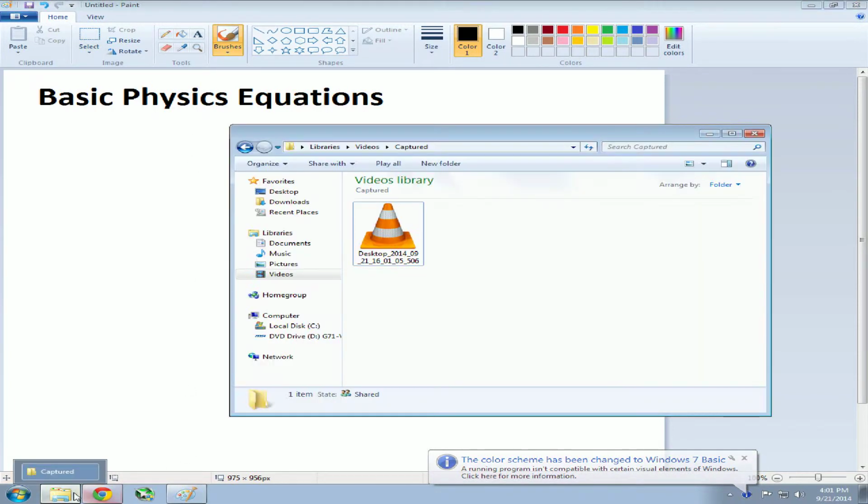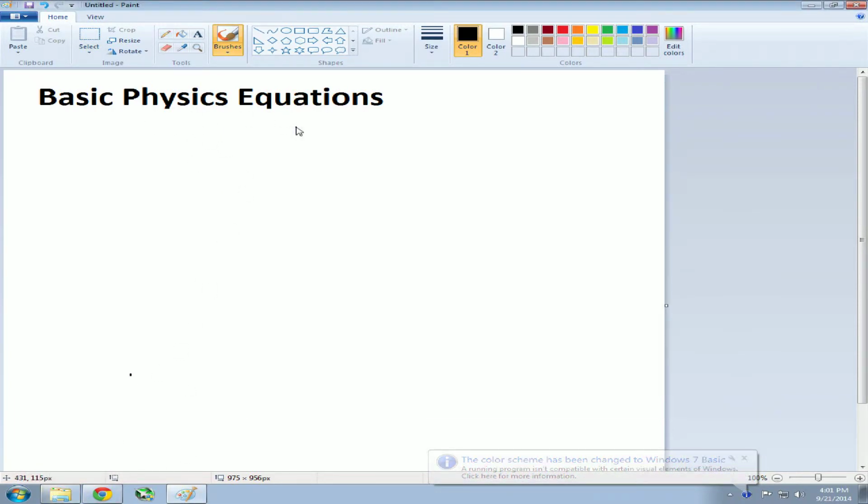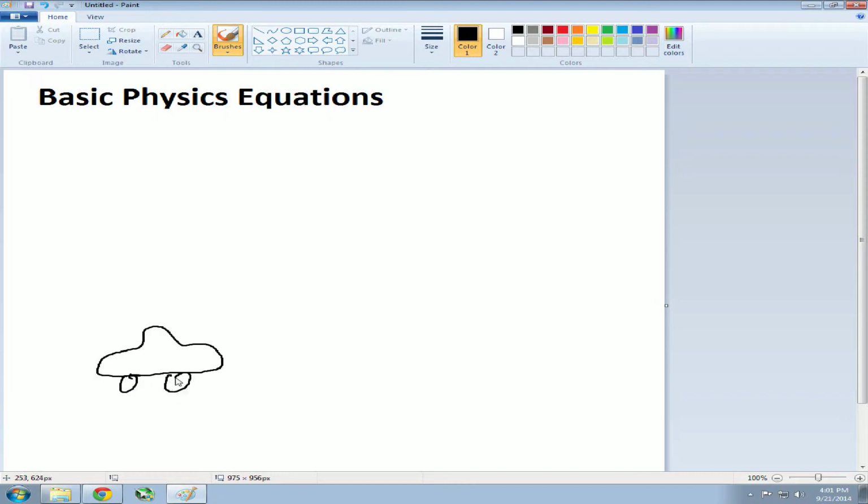Okay, so I'm going to talk about the basic physics equations, which you learn when you're pretty young in life, but you don't know that we're actually using them in real life right now. So let's say that you have a car and the car is traveling at 40 miles per hour. We always say, oh, this car travels 50 miles per hour, or please pull over for going 55 miles per hour, etc.